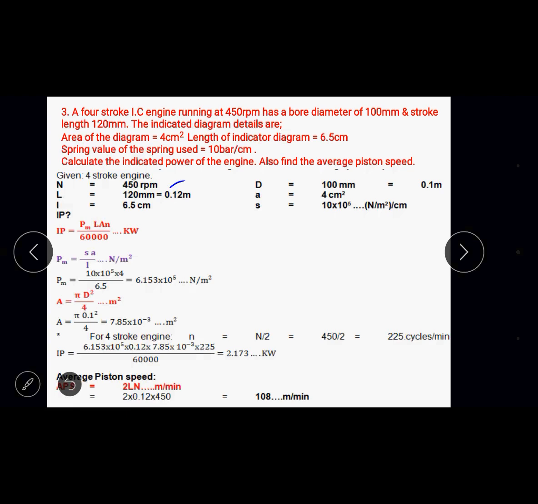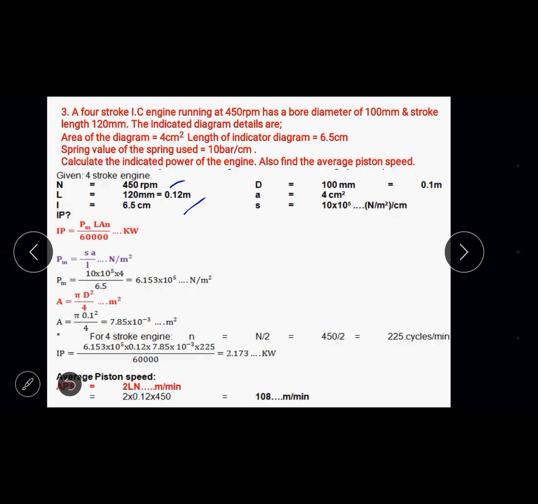So in the previous problem, piston diameter was given, and in this problem, bore diameter is given. It's the same parameter, capital D. Capital D is 100 mm, so divide by 1000, you'll get 0.1 meter. Stroke of the piston is given, capital L is 120 mm, so divide by 1000, you'll get 0.12 meter.